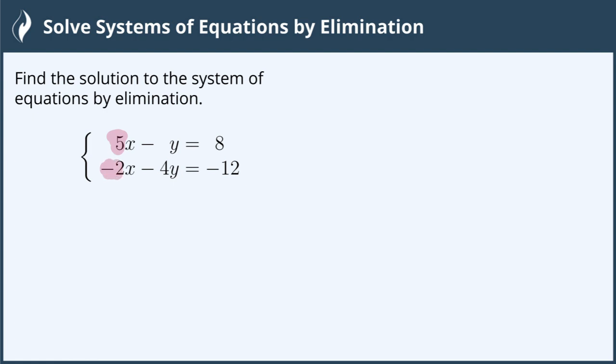5 and -2. Well, they are opposite signs, which is good, but the least common multiple would be 10. So not a huge number, but not the smallest number either. Let's look at the y's. I have -1y and -4y. Here, the numbers are the same sign, so we're going to have to switch one of them because we need one positive, one negative. And the lowest common multiple for 1 and 4 is 4.